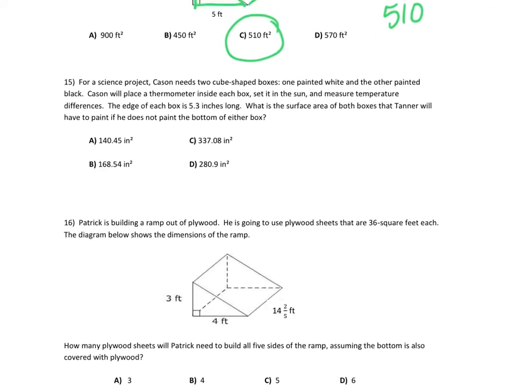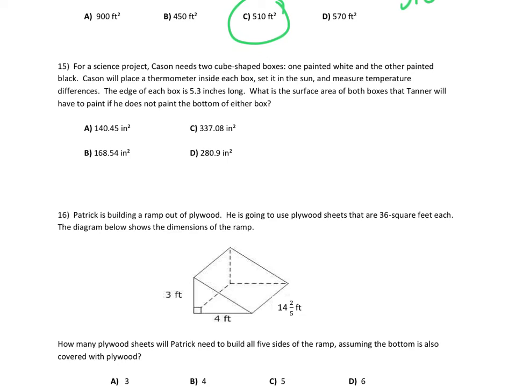Okay, number 15. For a science project, Kason needs 2 cube-shaped boxes. One painted white and one painted black. Kason will place a thermometer in each box, set it in the sun, and measure temperature differences. The edge of each box is 5.3. It's a cube, so that means all the sides are 5.3, right? What is the surface area of both boxes? That's where it's going to try to get you.